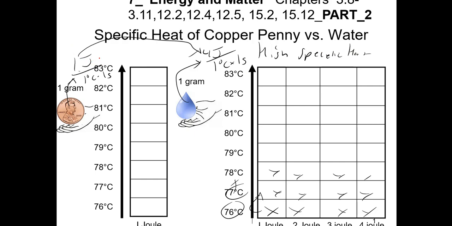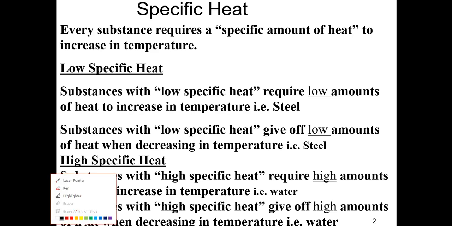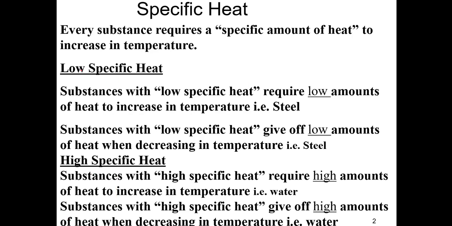On the other hand, because relative to water, the copper penny required a low specific amount of heat energy, we say it has a low specific heat. So understand the relative terms of low and high specific heat. It turns out for substances with low specific heat, it requires low amounts of heat to increase in temperature, and low amounts of heat are given off when decreasing, as opposed to high specific heat, which requires a high amount of heat energy to increase in temperature.